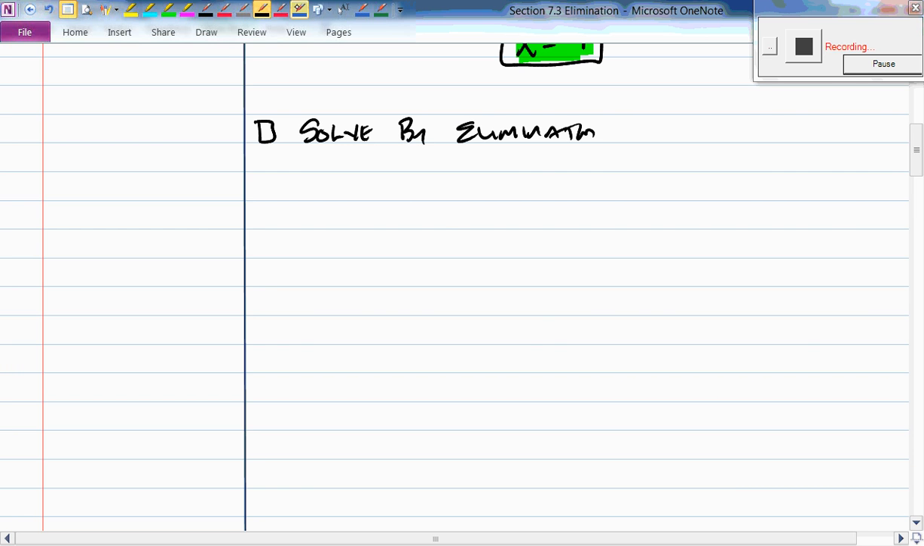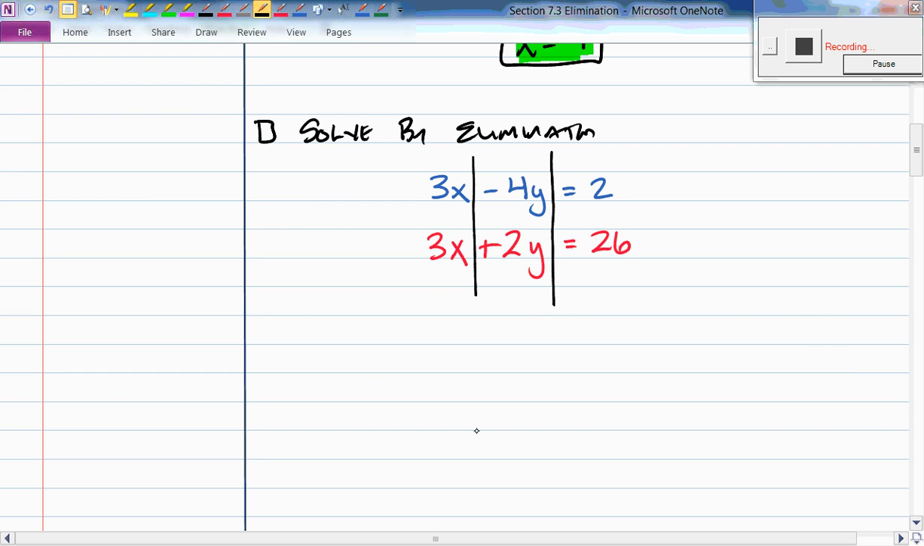All right, here are the systems here. I got 3x minus 4y is equal to 2. And the other one is 3x plus 2y is equal to 26. Okay, first things first. Are the x's lined up in vertical alignment? Yes. Are the y's lined up in vertical alignment? Yes, they are. But there's something else going on here, isn't there?